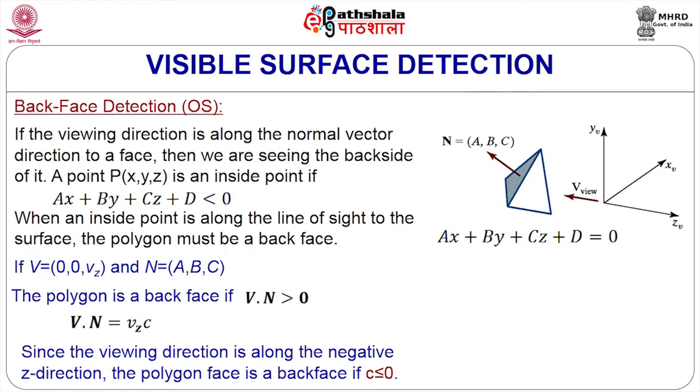The very first visible surface detection method is backface detection, which is a category of object space methods. As you can see, in brackets it is given as OS. OS indicates object space method. We will take examples for object space methods, and later we will see examples for image space methods as well. So, what does it say? It is the simplest method.